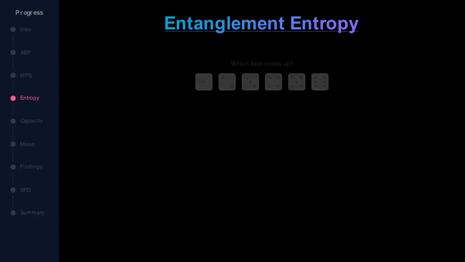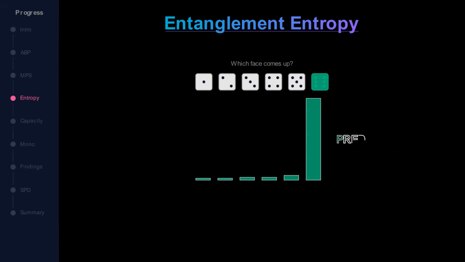These bars represent probabilities of different outcomes, like rolling a weighted die. The height shows how likely each face is. Here, one outcome dominates. You're almost certain what will happen, like a die loaded to always show 6. This is predictable, low entropy.